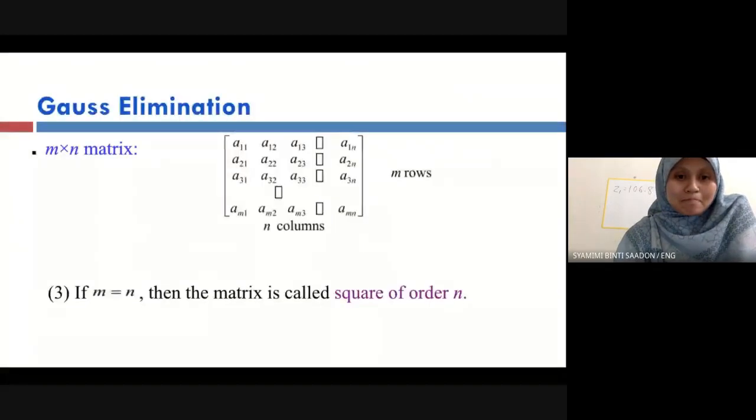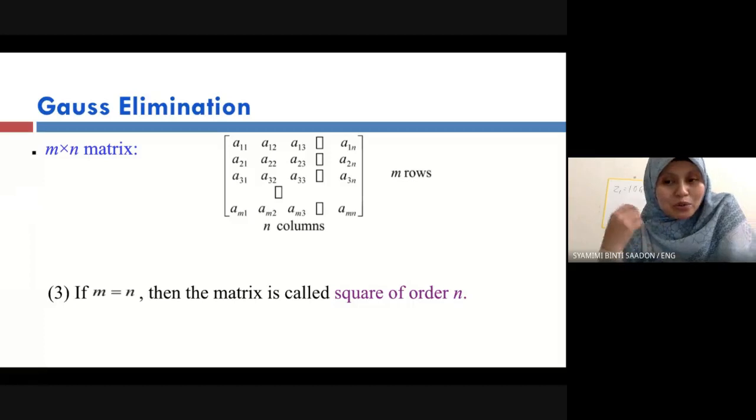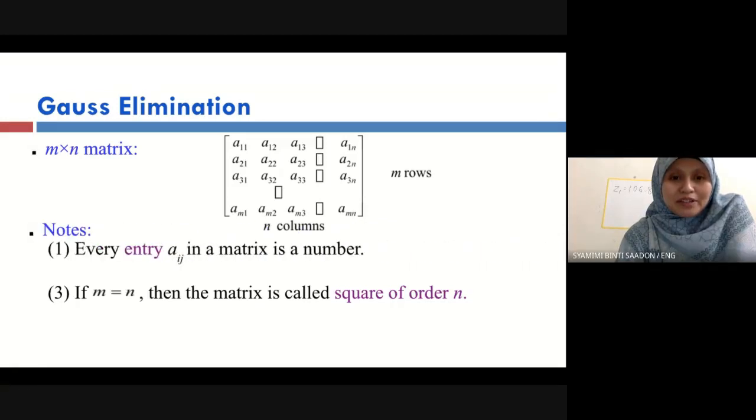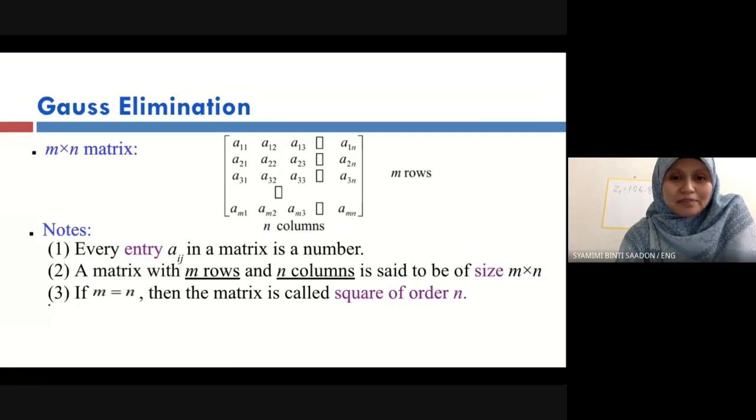What else? This is an example if we have multiple rows and columns. The process will be longer and more difficult, and of course we cannot do it by hand or manually. We have to use programming or software.